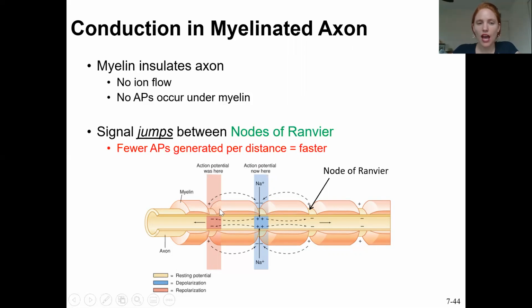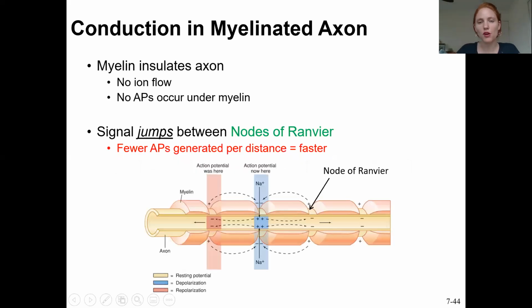So instead of creating action potentials at every single place along the entire axon, you get to create fewer action potentials because you get to jump over the cells. So you're jumping from node to node to node. And because you generate fewer action potentials, it takes less time to go the same distance, because it's faster to make fewer action potentials. So you have fewer action potentials, and that's what increases the speed of the conduction.